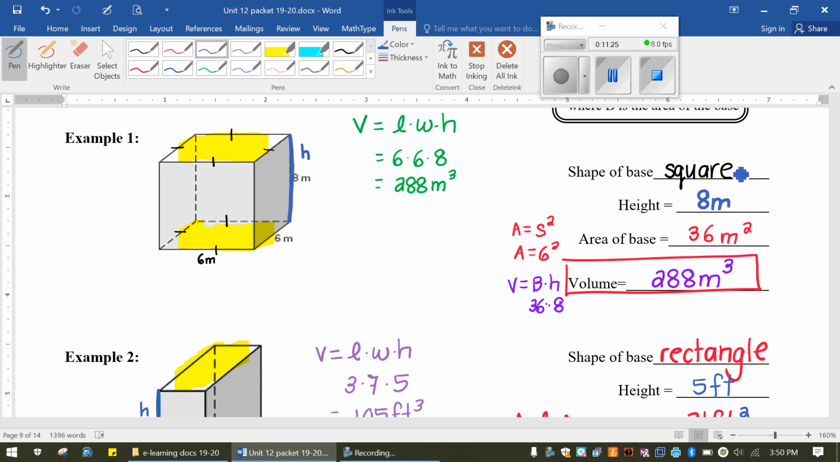Okay, so you've got your practice on volume of prisms to work on for homework tonight.